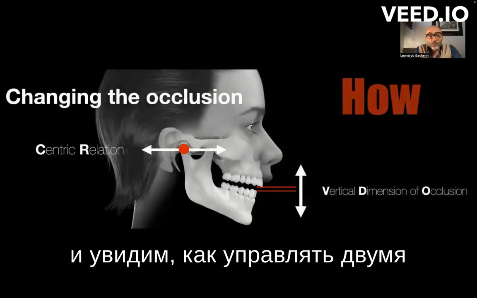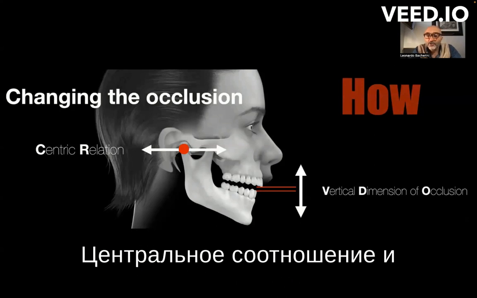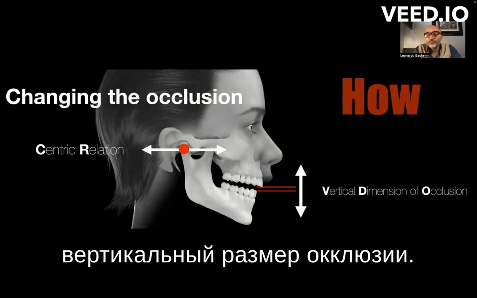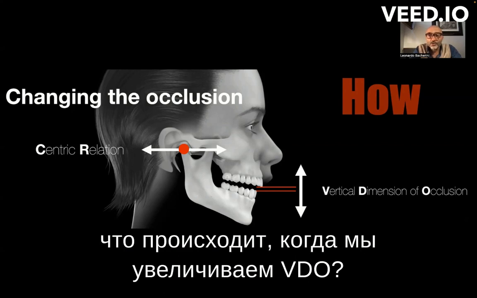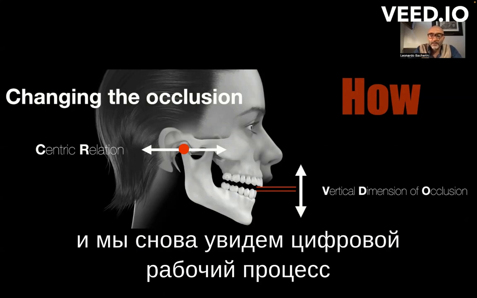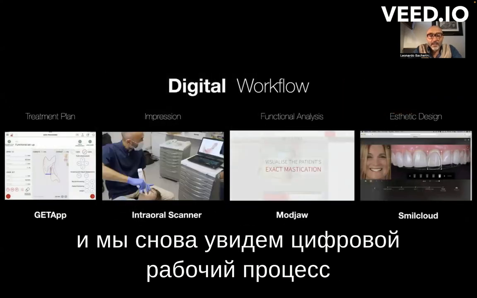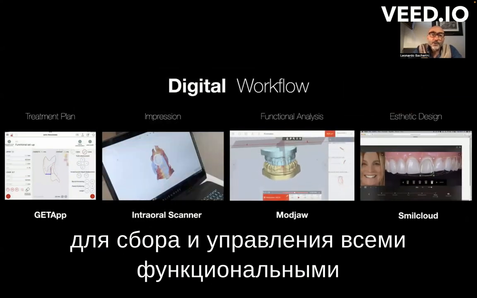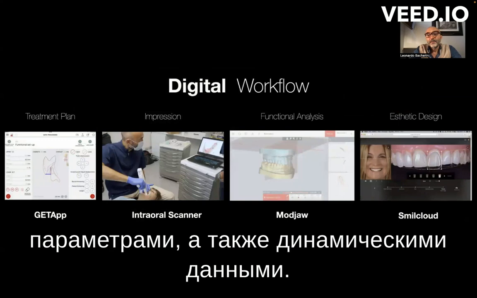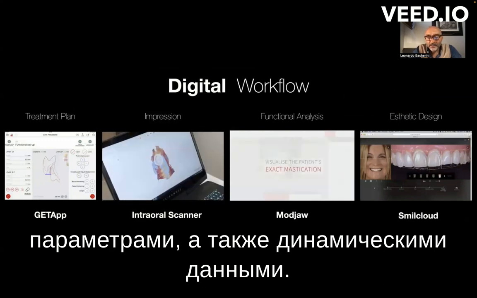And we will see how to manage two of the most important parameters of the occlusion. It means centric relation and vertical dimension of the occlusion. How to set up the vertical dimension of the occlusion. What happens when we increase the vertical dimension of the occlusion. And again, we will see the digital workflow to collect and to manage all the functional parameters, also dynamic data.